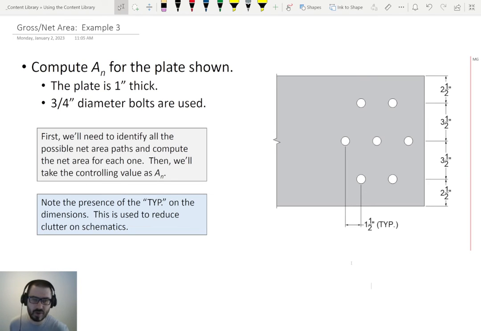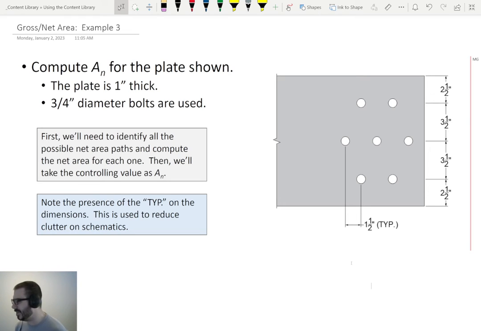I'm using 3/4 inch diameter bolts, which hopefully is already triggering something. Okay, it's 3/4 inch diameter bolts, so what's the effective hole diameter? Those are the types of thoughts I want you to keep in the back of your head, because we're going to be adding to those types of decisions later on when we get into more comprehensive tension member analysis.